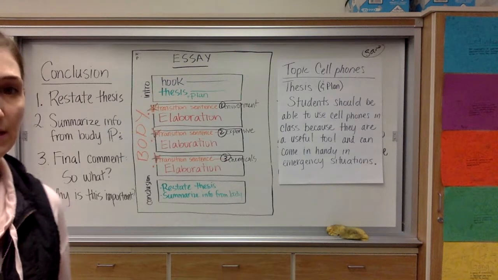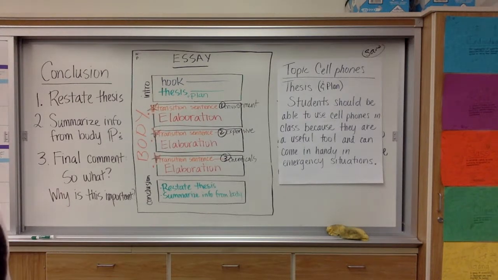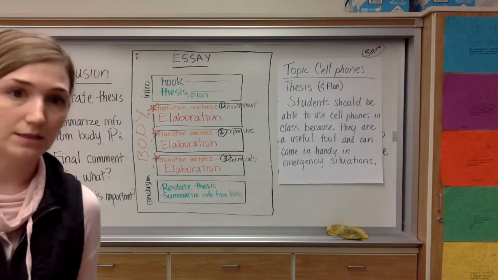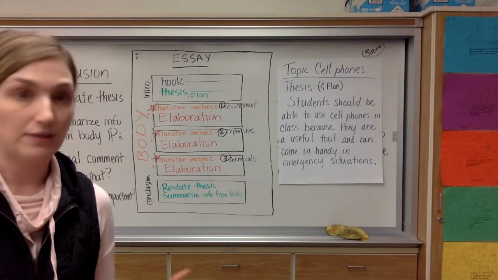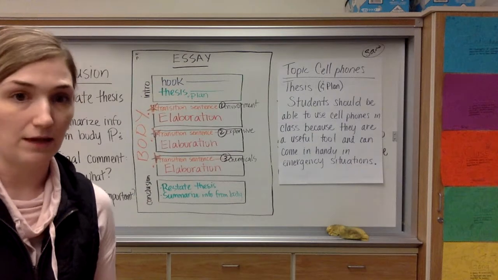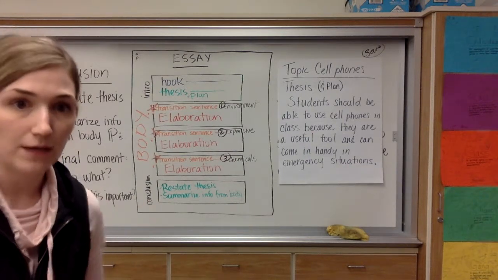All right, so three main pieces. First, you restate your thesis, then you summarize the information from your body paragraphs, and then you give your final comment, which answers the question, so what or why is this important? And this being your essay, the stuff that you're talking about in your essay. Why is all of that stuff important?